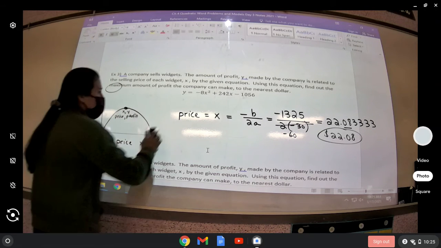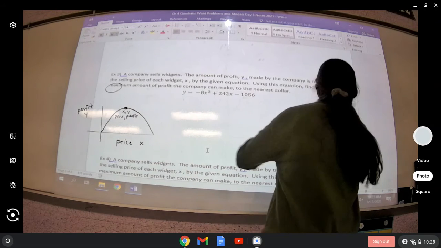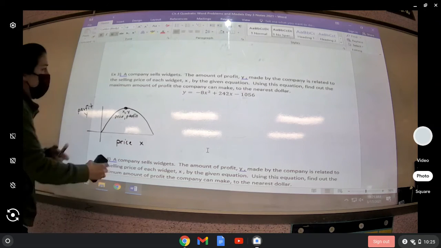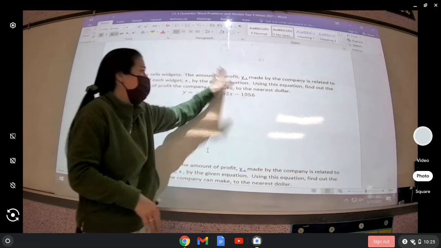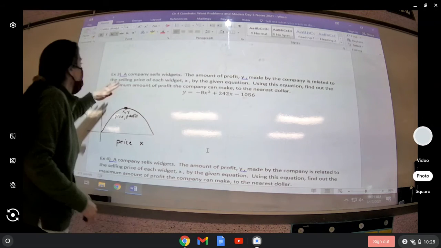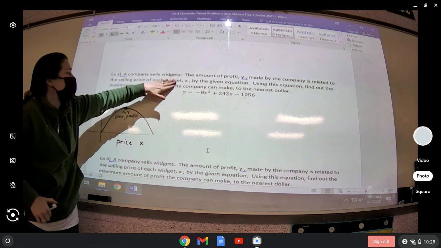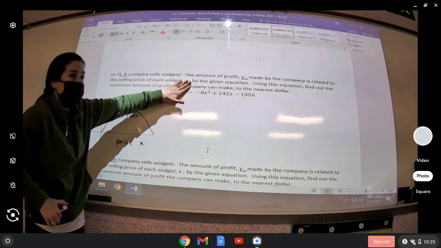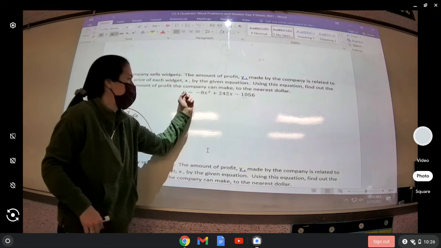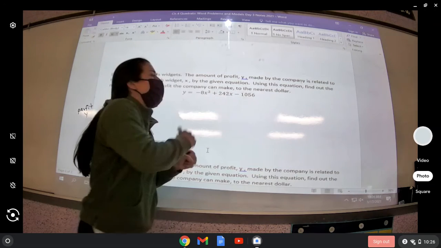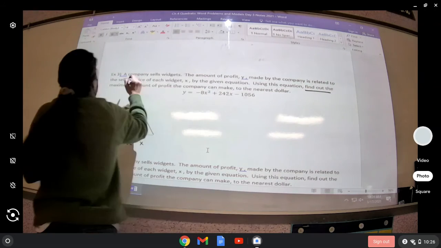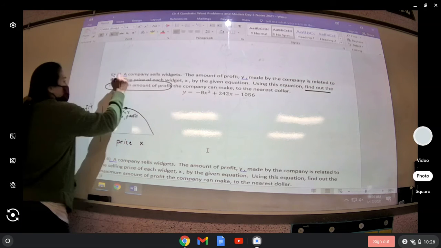All right, so example 3 says a company sells widgets. The amount of profit Y made by the company, so profit is Y, is related to the selling price X of each widget, which is X, by the given equation. So we got a new quadratic equation. Using this equation, find out the maximum amount of profit.